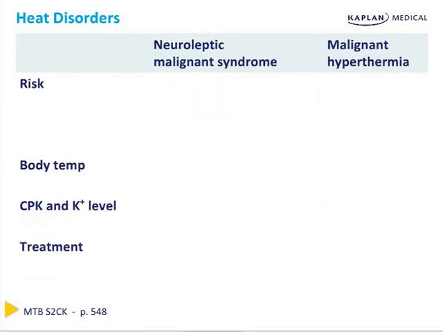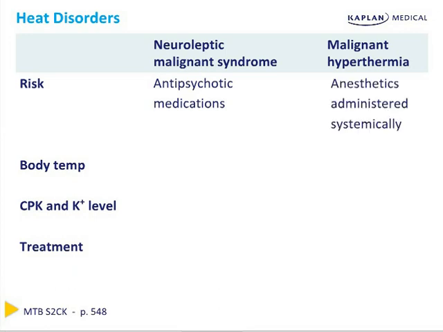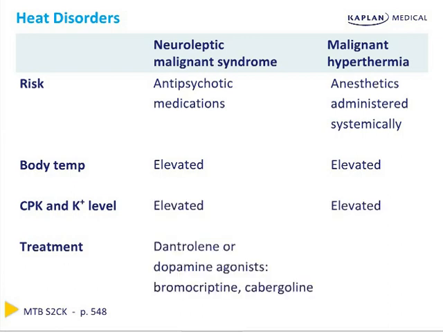The next 2 heat disorders present very similarly. The history will be your clue in getting the answer right. To develop neuroleptic malignant syndrome, there will be a history of antipsychotic medication use. For malignant hyperthermia, there will be anesthetic medications that have been administered systemically. Body temperature is going to be elevated in both. CPK and potassium will also be elevated in both. The treatment is dantrolene or some dopamine agonist like bromocriptine or cabergoline for neuroleptic malignant syndrome. For malignant hyperthermia, it's simply dantrolene.